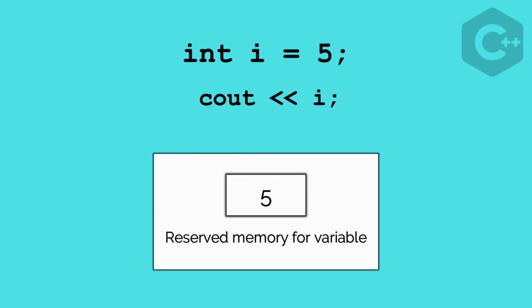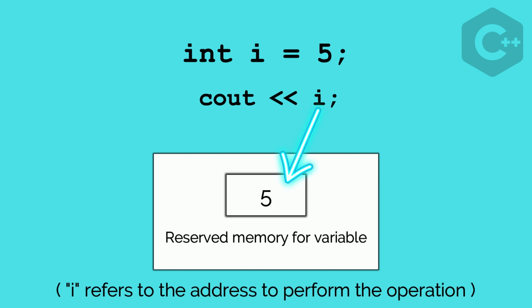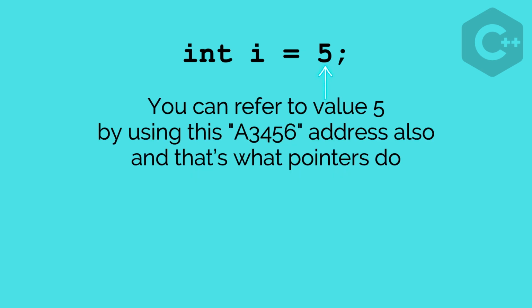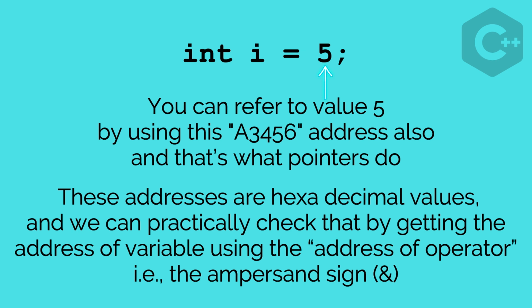So when you say cout i, the i refers to the address to perform the operation. You can refer to value 5 by using this 3456 address also, and that's what pointers do. These addresses are hexadecimal values, and we can practically check that by getting the address of a variable using the address of operator, that is ampersand sign.